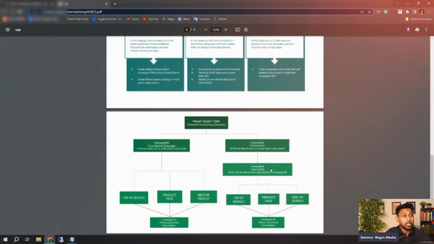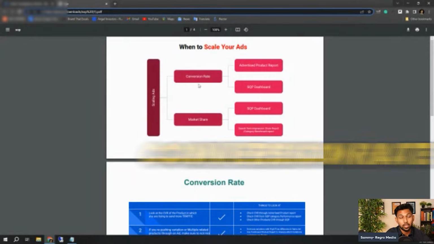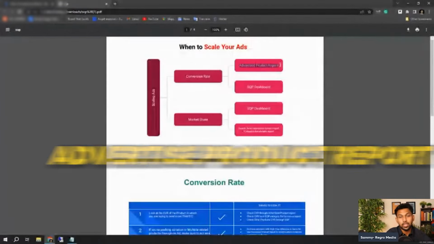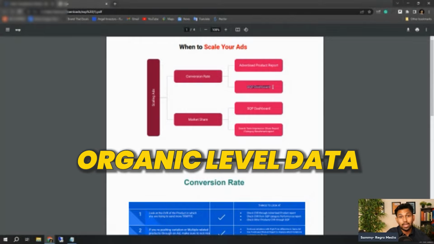Now this is what I needed to show you. This is a checklist I would probably give you. Now, when to scale your ads. For scaling your ads, you have to look at a few metrics here: conversion rate and market share. For looking at conversion rate, obviously you get a lot of reports like the advertised product report, and next is the search query performance dashboard, which is real data coming from Amazon. This is your advertised campaigns data, that means how the product is performing on an advertising level, and this gives you organic level data.